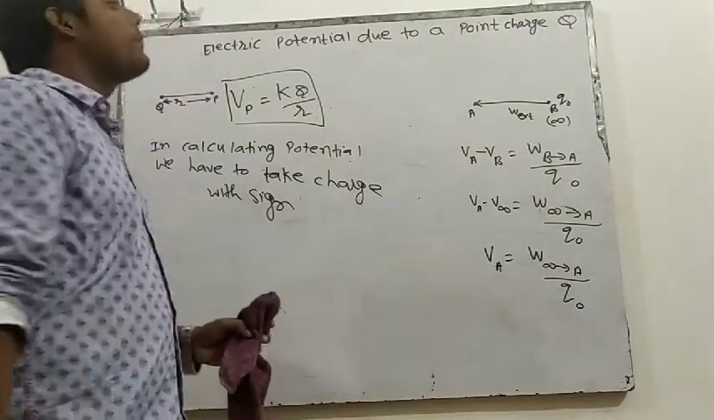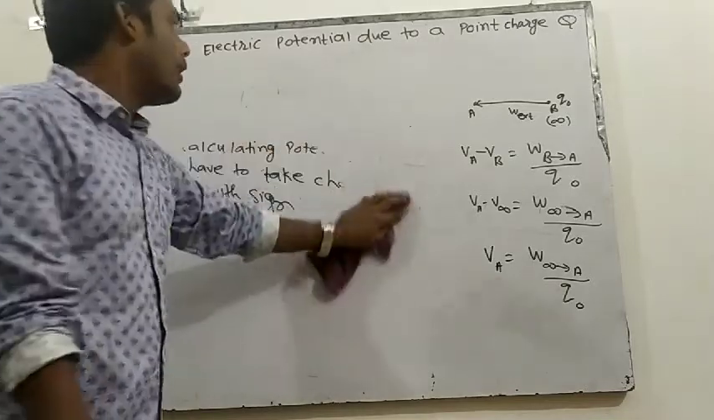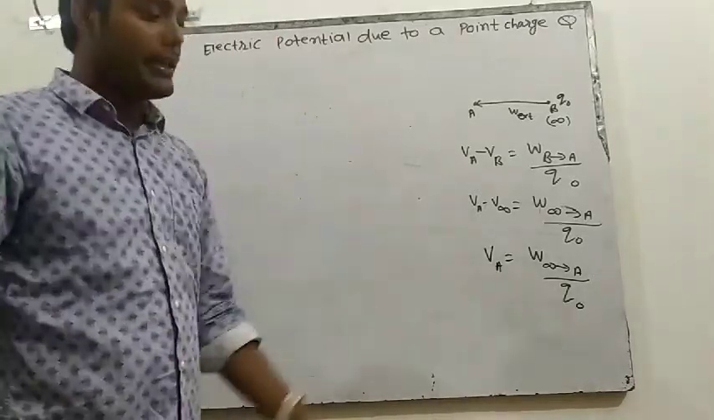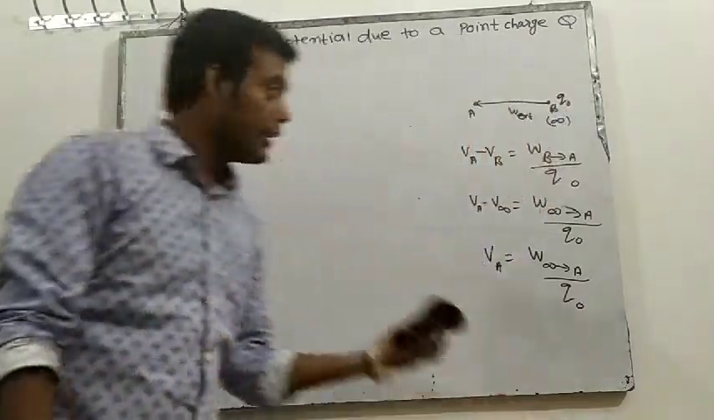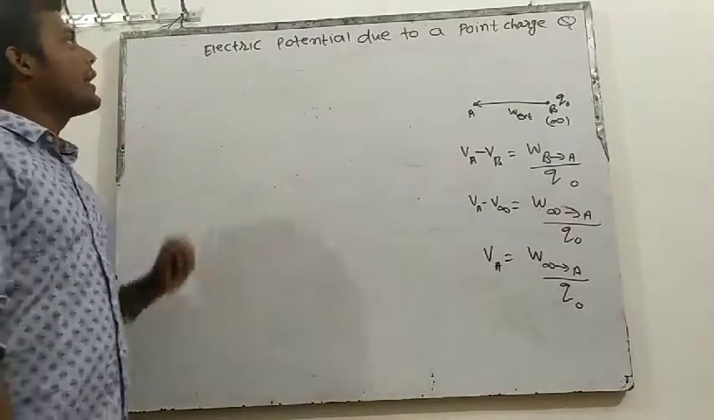Now see the concept of how we will derive this. In physics, we have to learn the concept. Once you understand the concept behind it, then you can solve all the questions. So feel it. We have to feel how we will find the potential.